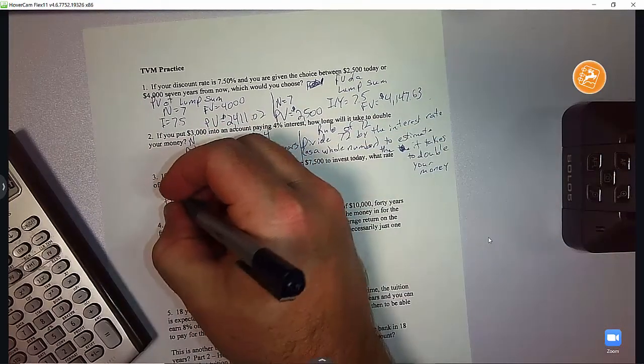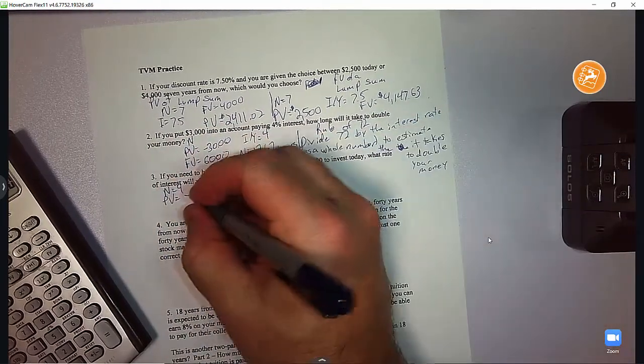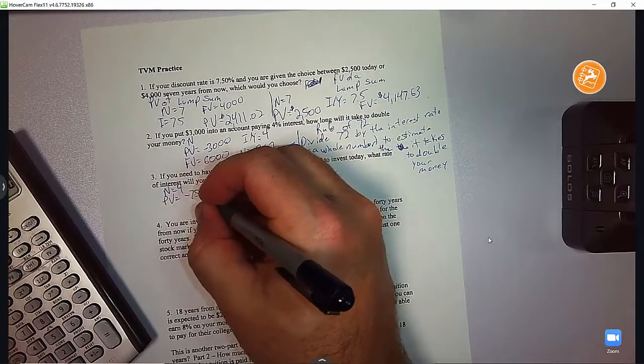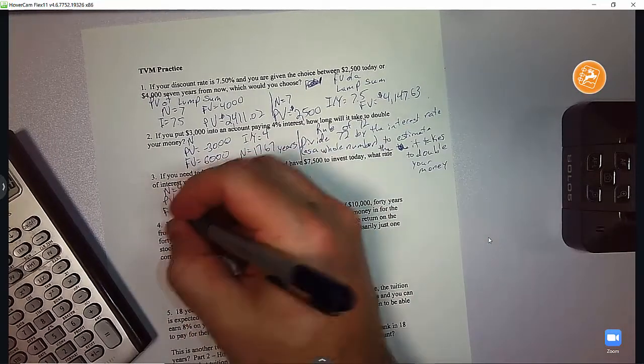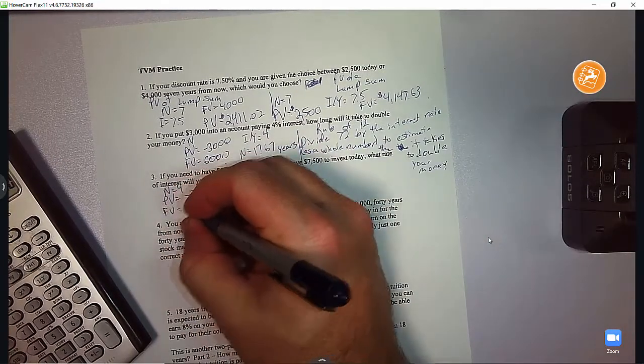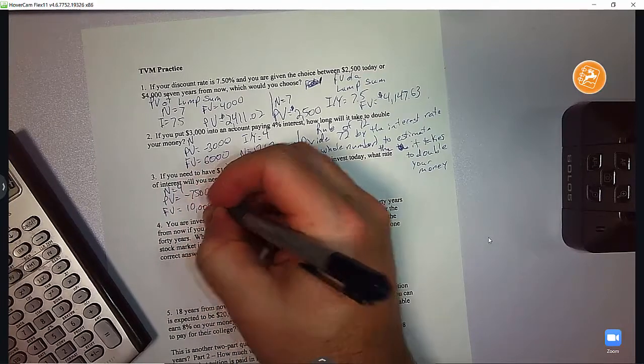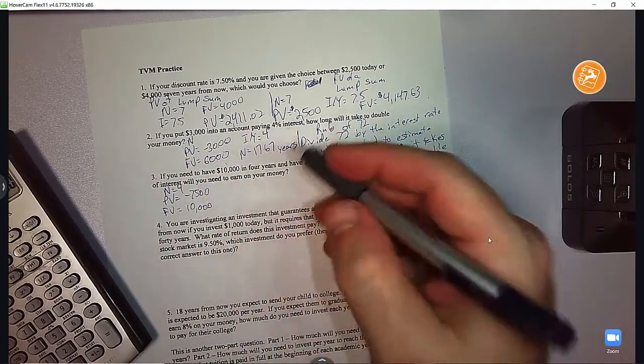Present value is equal to negative 7,500. And the future value is equal to 10,000. Okay. And don't put the commas in your calculator.